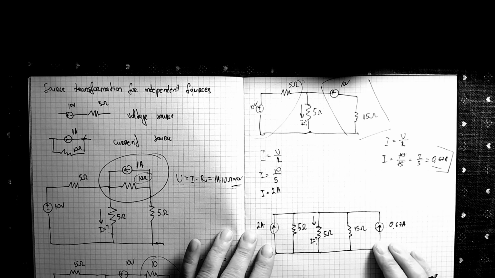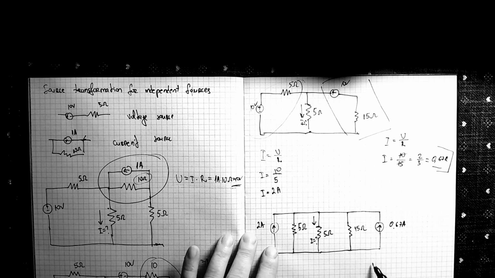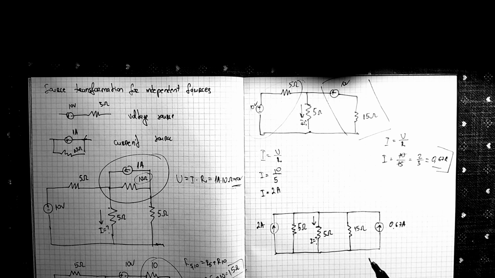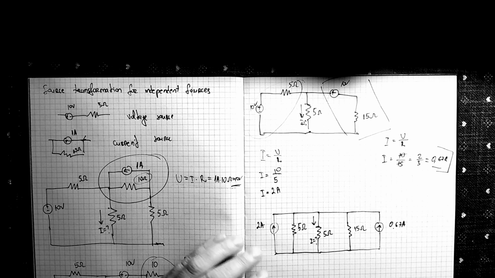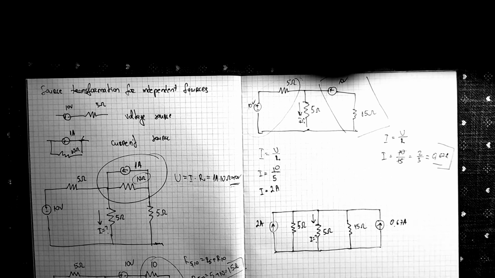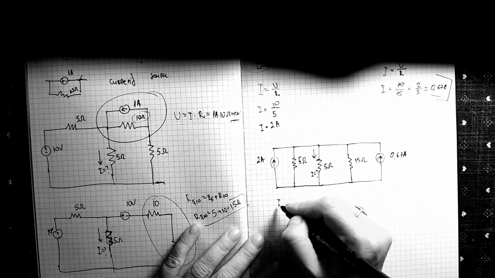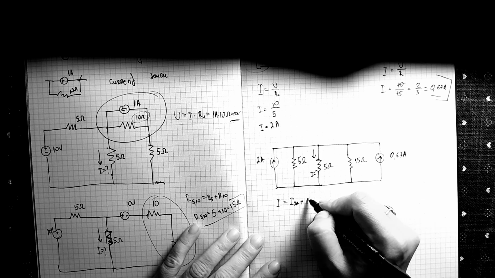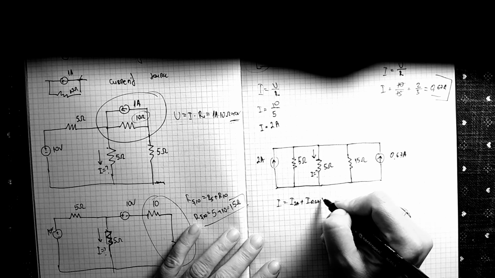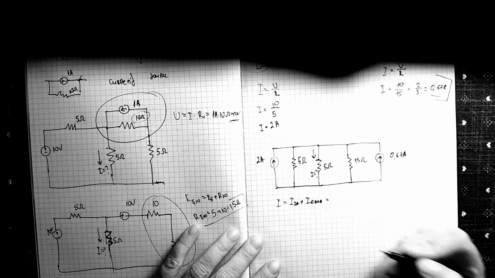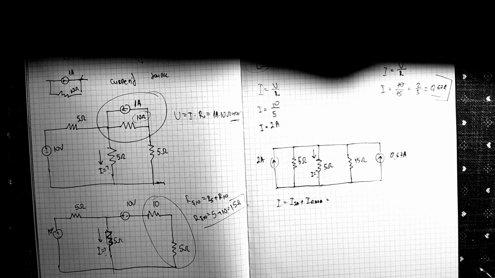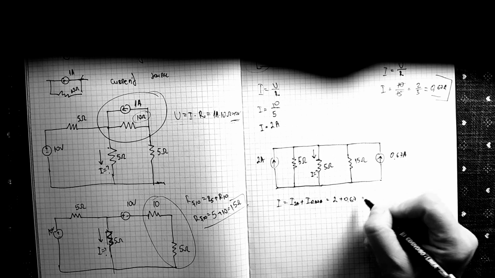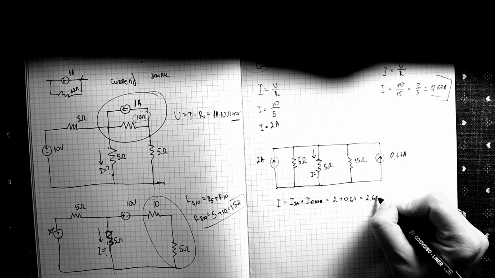We will add them because they have the same direction, and the result will stay positive because we are just adding them. So the current source will be 2 amps plus 0.67 amps. Sorry for my writing. We have 2 plus 0.67 amps, and that will be 2.67 amps.